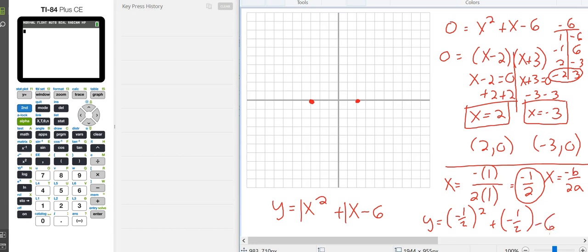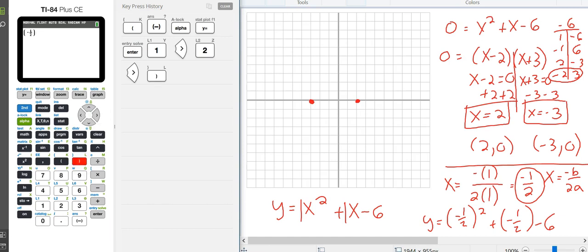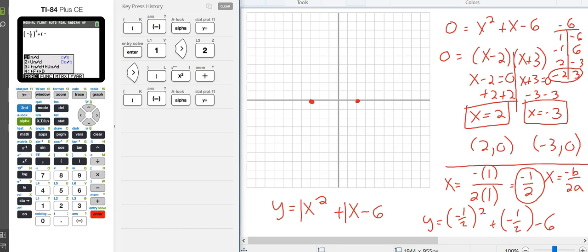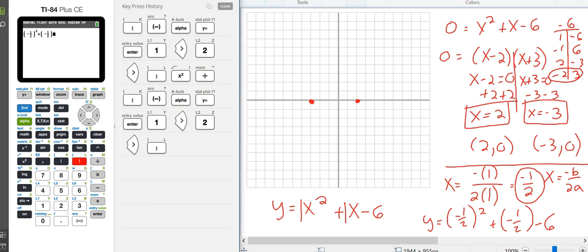And let's just solve this whole thing on the calculator. Negative, alpha, y equals, enter to get a fraction, 1 over 2 squared plus negative, alpha, y equals, enter, 1 over 2, close parentheses, minus 6, enter, -25 over 4.